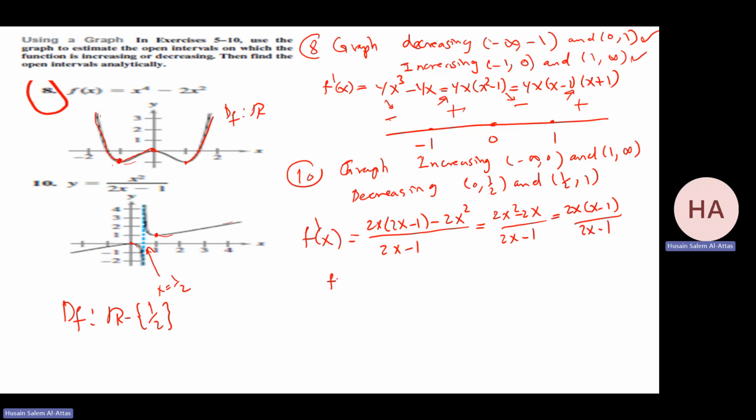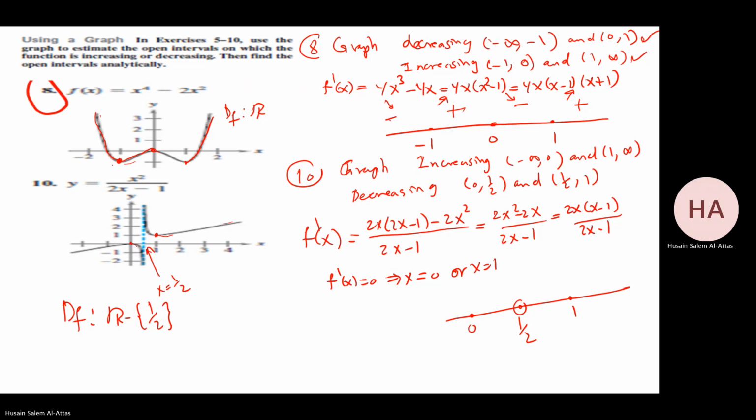So f prime equals 0. It gave me x equals 0 and x equals 1, or x equals a half, which is not in the domain. So I have intervals: 0, half, open, and 1.